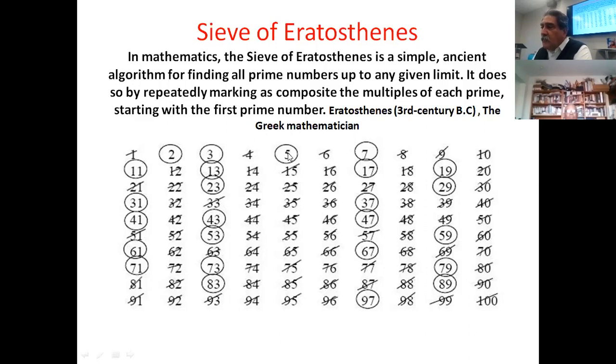And I do the same with 5, 7, 11, 13, and keep going. The last one is 97. So all the numbers that I have circled are all the prime numbers less than 100. They are natural numbers, and they can only be divided by itself or by 1 with no remainder. Okay? And this was a method created by a Greek mathematician in the 3rd century BC.